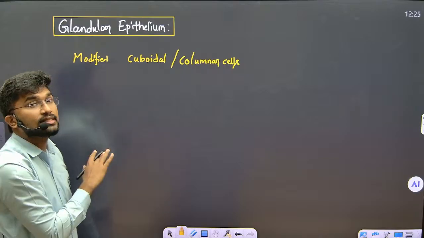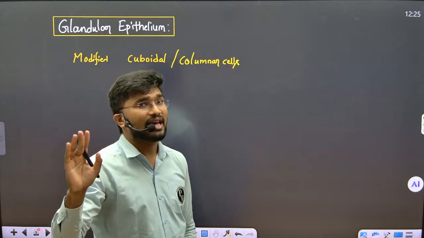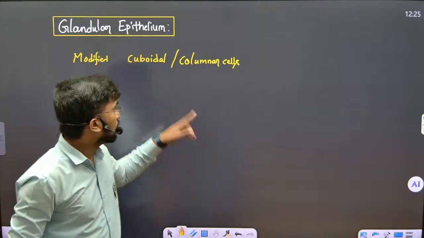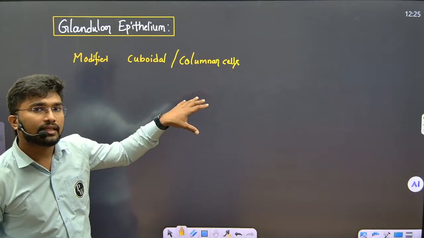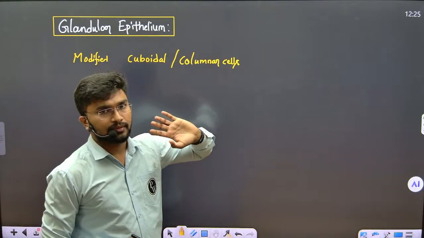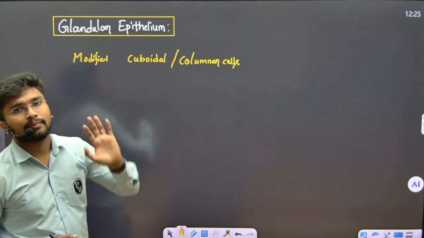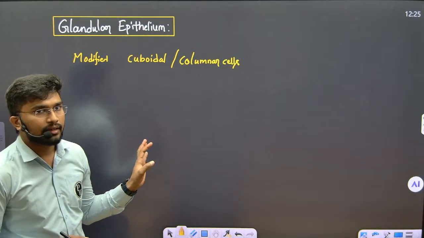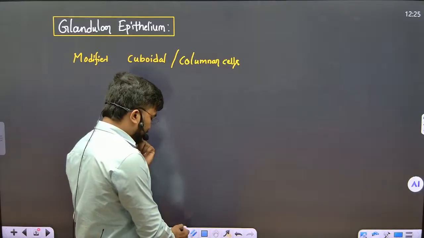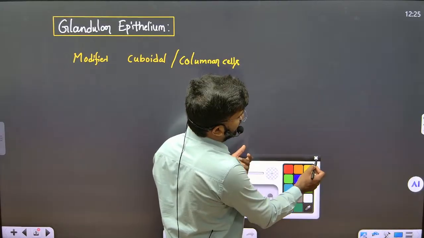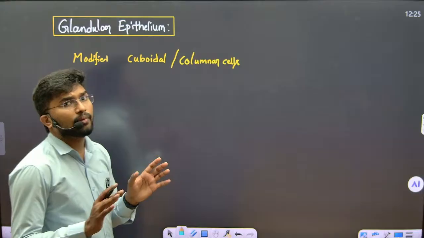Either cuboidal cells have undergone modification and formed a gland, or columnar cells have undergone modification and formed a gland. So we are calling it glandular epithelium. Got it? Okay. This glandular epithelium, there are two types of gland based on the number of cells.